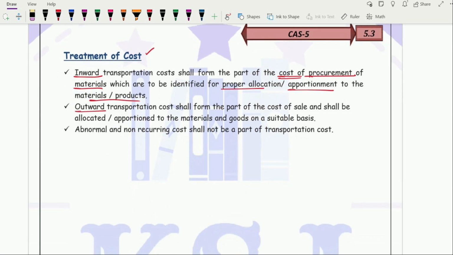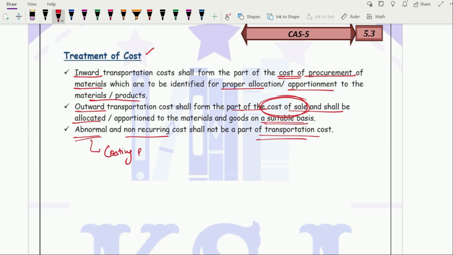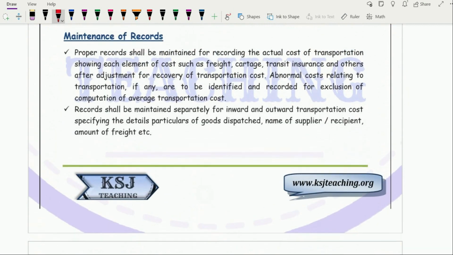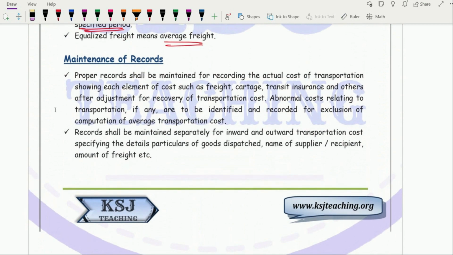Outward transportation cost shall form the part of the cost of sale and shall be allocated or apportioned to the material and goods on a suitable basis. So in the cost sheet, we take selling and distribution expenses. That is what? Distribution expenses. That is transportation cost, right? So it shall form the part of your cost of sale. Abnormal and non-recurring cost shall not form the part of transportation cost. As already told, this will be taken to where? This will be taken to costing profit and loss account, right? So this was our cost accounting standard 5, that is on equalized or average transportation cost, right?